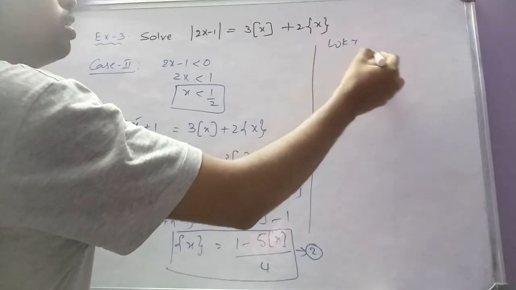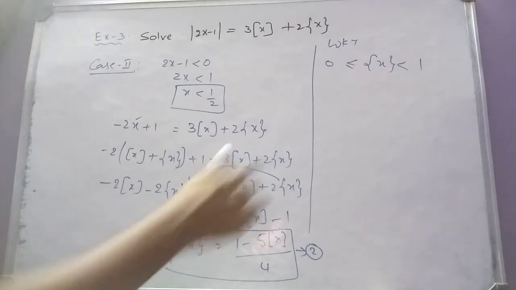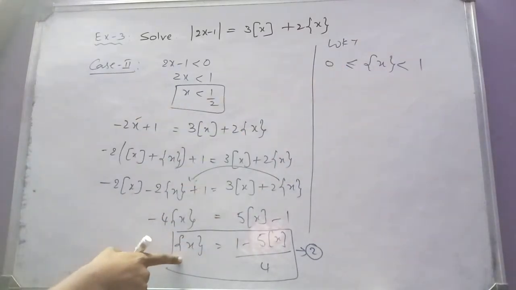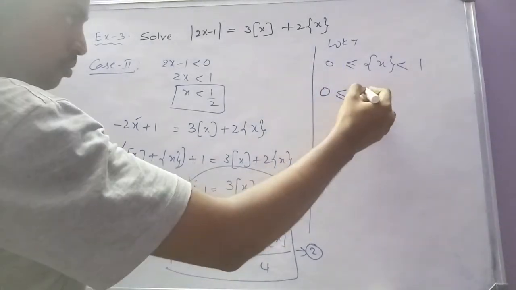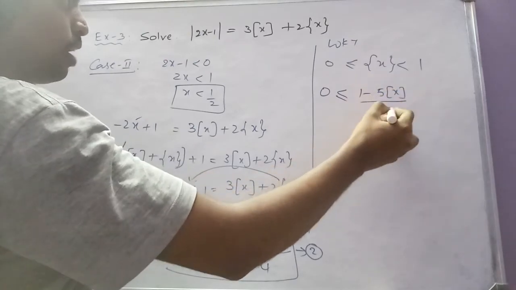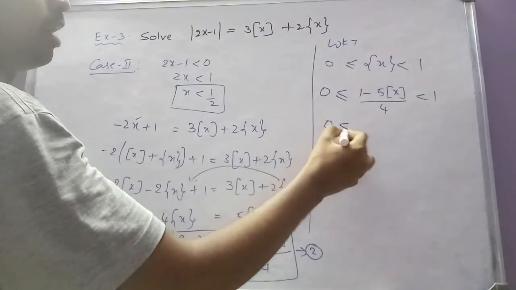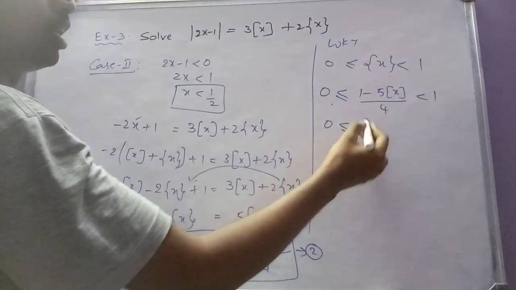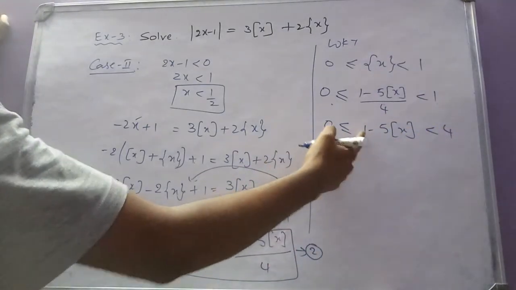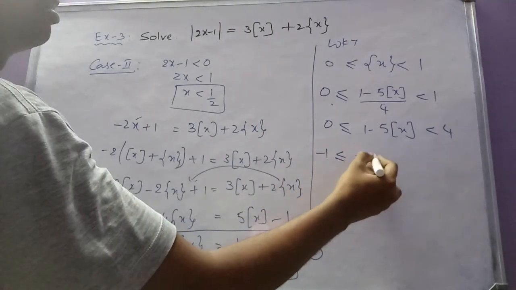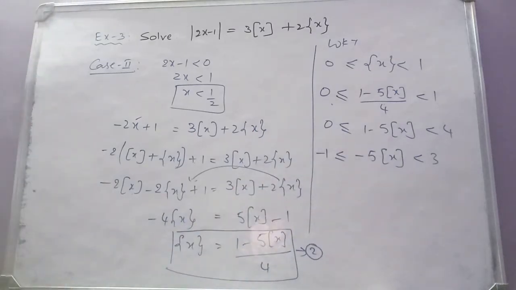So we know that the fractional part of x is between 0 and 1. In place of the fractional part of x, I will substitute this. If we substitute, what happens? 0 is less than or equal to (1 minus 5 times step x) divided by 4, which is less than 1. Let us multiply by 4 on all three terms: 0 is less than or equal to 1 minus 5 times step x, which is less than 4. Then subtract 1: minus 1 is less than or equal to minus 5 times step x, which is less than 3.